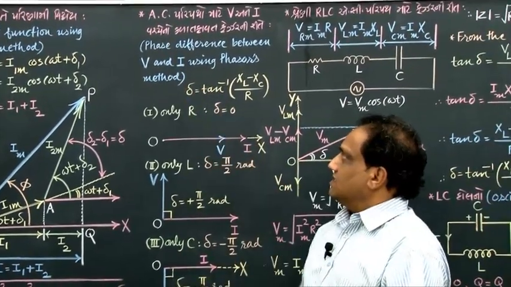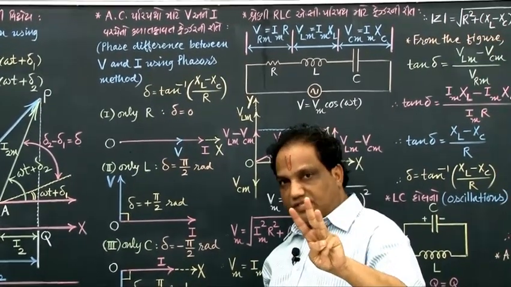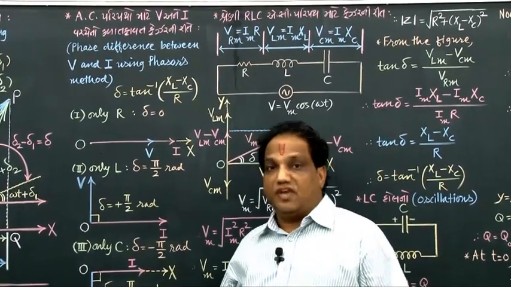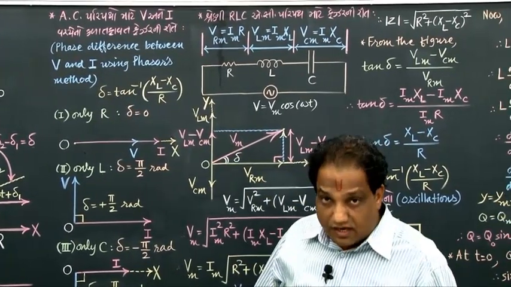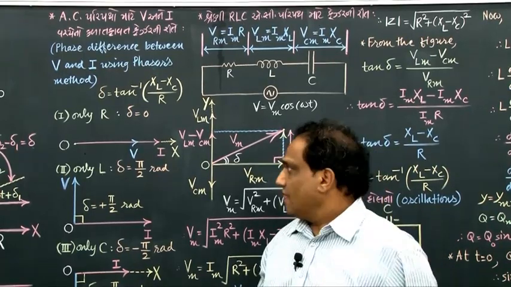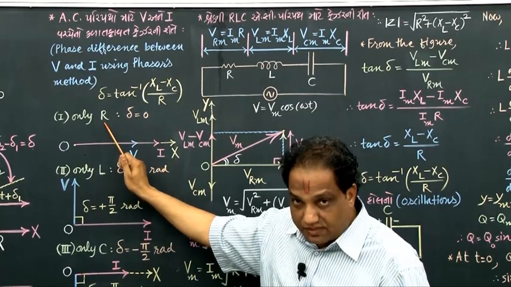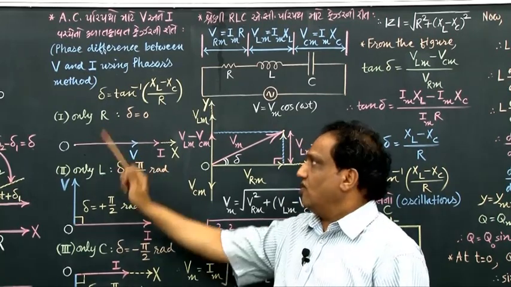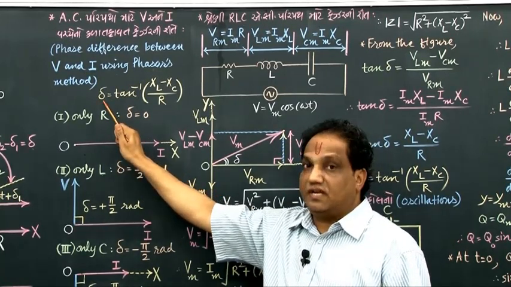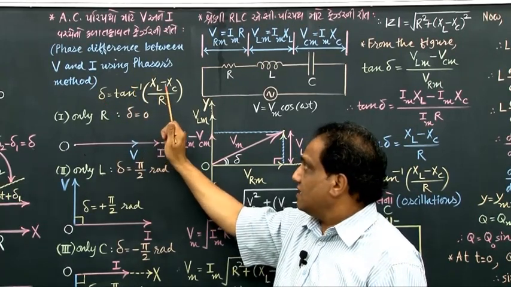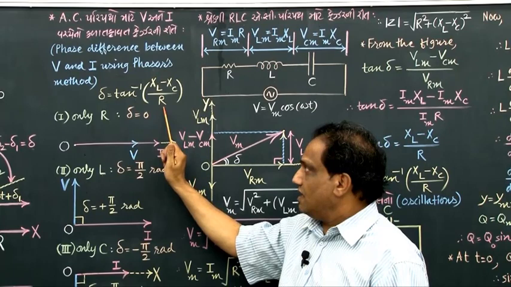Now, let us consider 3 AC circuits, and then using the phasors method, let us find the phase difference between voltage and current. Very simple. First of all, we take only a resistor, and recall the formula of phase difference between voltage and current. It was delta equals tan inverse of XL minus XC upon R.